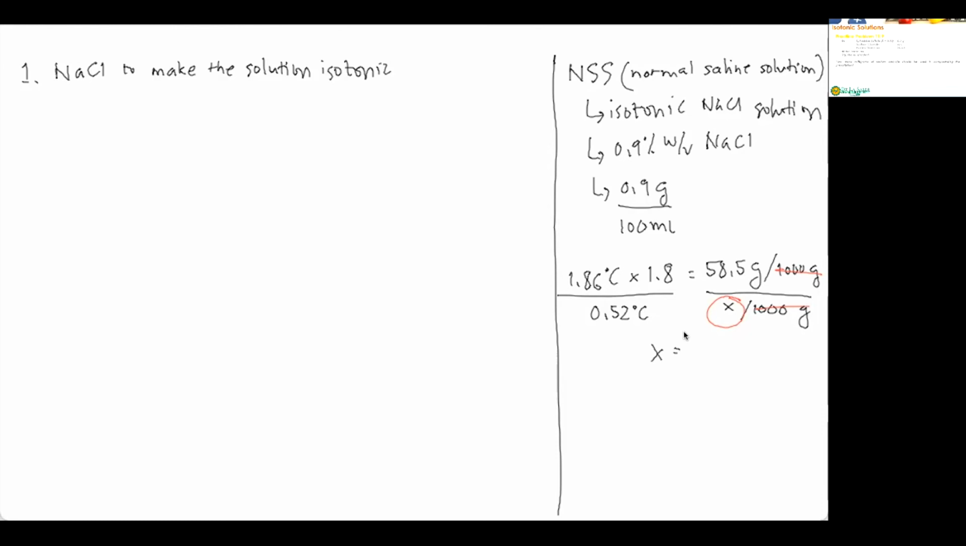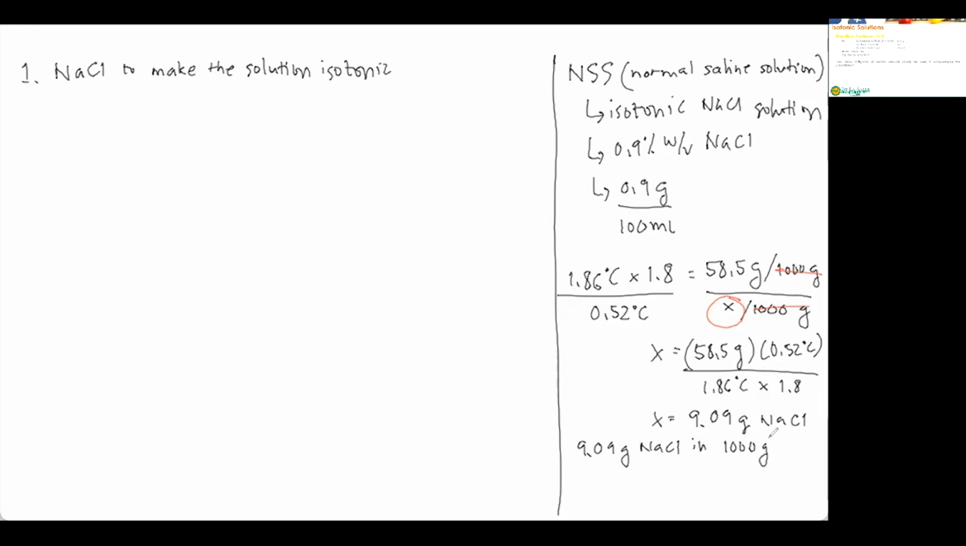The value of X will be determined as 58.5 grams times 0.52 degrees Celsius divided by 1.86 degrees Celsius times the I value, which is 1.8. And this is equal to 9.09 gram of sodium chloride. Now, a solution of 9.09 gram of sodium chloride in 1,000 grams or 1,000 milliliters of water is considered to be isotonic, assuming that the volume of sodium chloride is negligible.